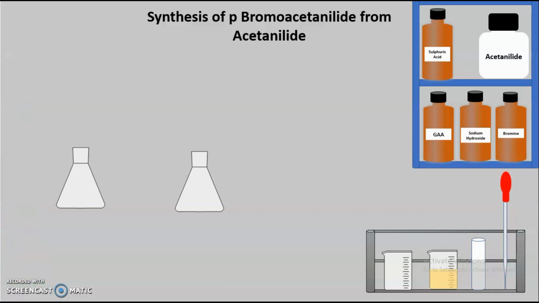You can see various requirements that we have already placed. In this experiment we will require glassware like a conical flask, or you can use an iodometric flask also, because vapors of bromine are produced. Chemicals mainly include glacial acetic acid, which you can see we have placed as GA, bromine and acetanilide. These are the chemicals required for performing this synthesis.